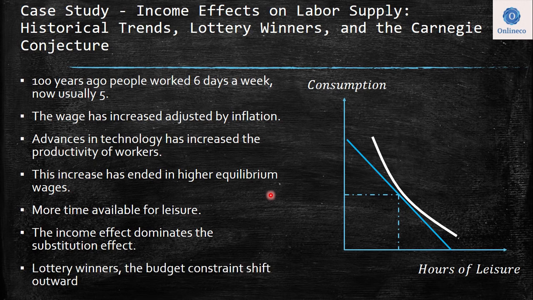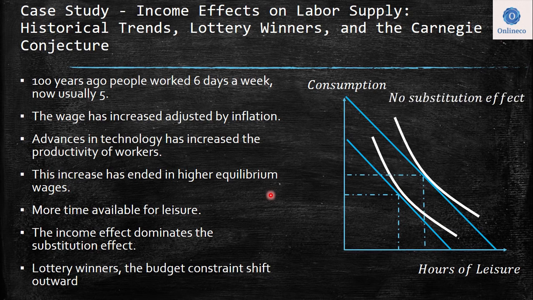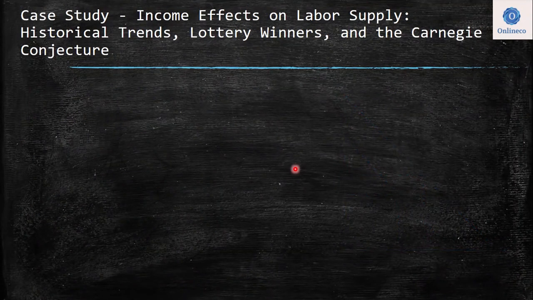So then one important case is lottery winners. The budget constraint shifts outward. This is the case. They will end up with more consumption and more hours of leisure. The relative price doesn't change because the change was external, not salary, and so you will have more of both. So there is no substitution effect. All is income effect.